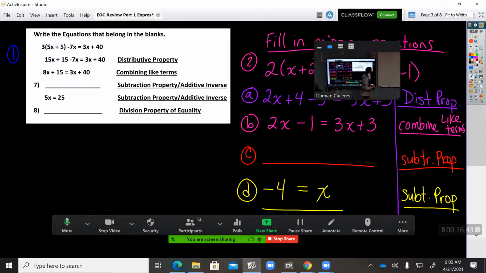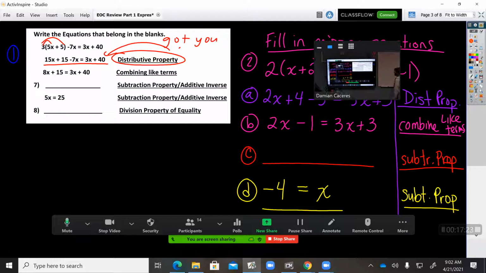So let's start over here, number 1. On the first step up top, the first thing you have to do is distribute. Once you distribute, you get this as a result: 15x plus 15 minus 7x equals 3x plus 40. So we distributed and brought everything else down. Now, because we distributed, on the following line it tells you distributive property. So that kind of shows you the order. What they're asking here is what step got you to this point.